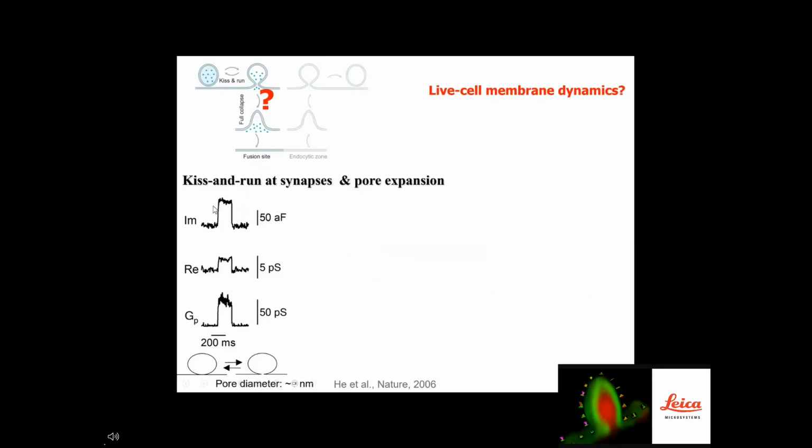Here, I'll show you an example of the kiss-and-runs, which involve the capacitance increase and decrease, and that is accompanied by the fusion pore conductance increase and decay. So this provides strong evidence for kiss-and-run at synapse. At about the same time, we also see the fusion pore conductance increase that expands to a certain value that we could not detect. And this was accompanied by the capacitance increase, which is not followed by the down step. So that is consistent with the full collapse fusion.